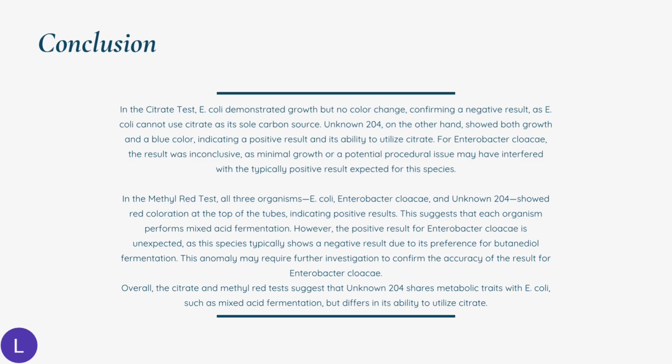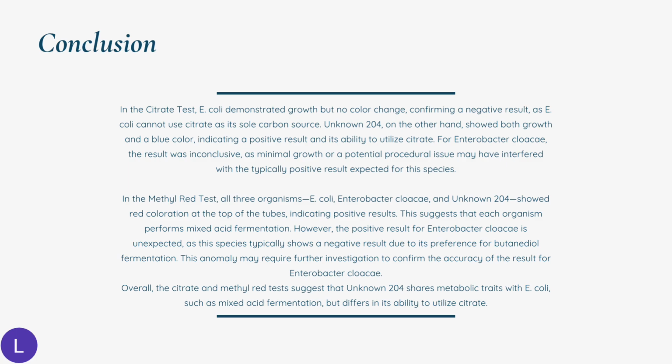First, let's start with the citrate test. In this test, E. coli demonstrated growth but no color change, confirming that it's a negative result, as E. coli cannot use citrate as its sole carbon source. Then, unknown 204, on the other hand, showed both growth and a blue color change, indicating a positive result and its ability to utilize citrate. For Enterobacter cloacae, the result was inconclusive because of potential procedure issues that might interfere with the typical positive result expected for this species, but unfortunately, we got a negative result.